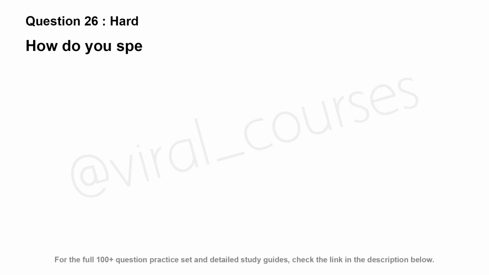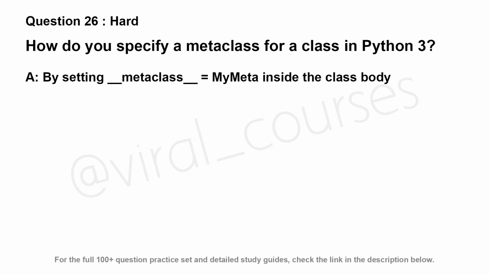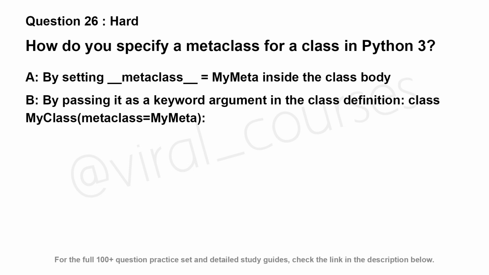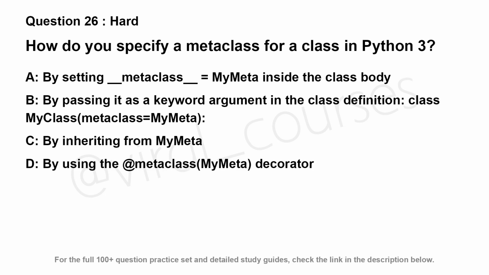How do you specify a metaclass for a class in Python 3? Option A, by setting __metaclass__ = MyMeta inside the class body. Option B, by passing it as a keyword argument in the class definition: class MyClass, metaclass=MyMeta. Option C, by inheriting from MyMeta. Option D, by using the @metaclass(MyMeta) decorator.